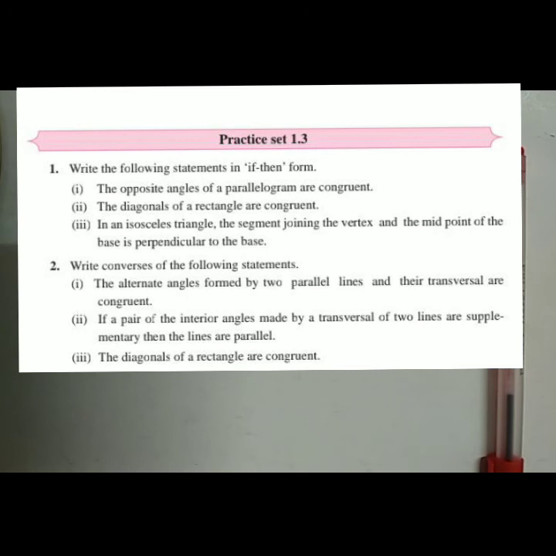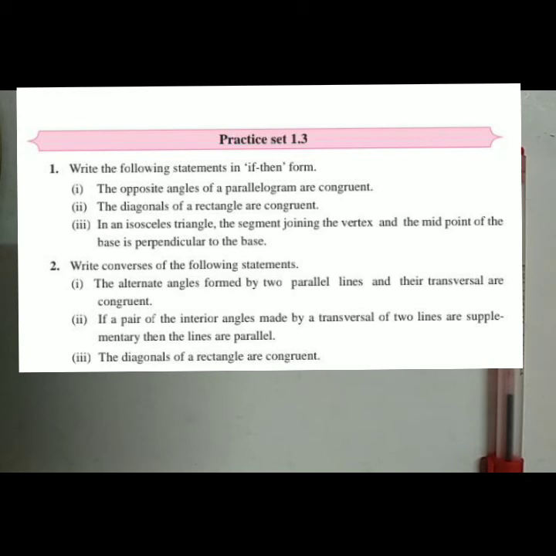Here our chapter 1 is over. Let's see the practice set 1.3. There are two questions. The first question is, write the following statement in if and then form. There are three statements. For example, the opposite angles of a parallelogram are congruent. This statement you can write in if and then form. If given quadrilateral is a parallelogram, then their opposite angles are congruent. Like this, you can write these three statements in if and then form.